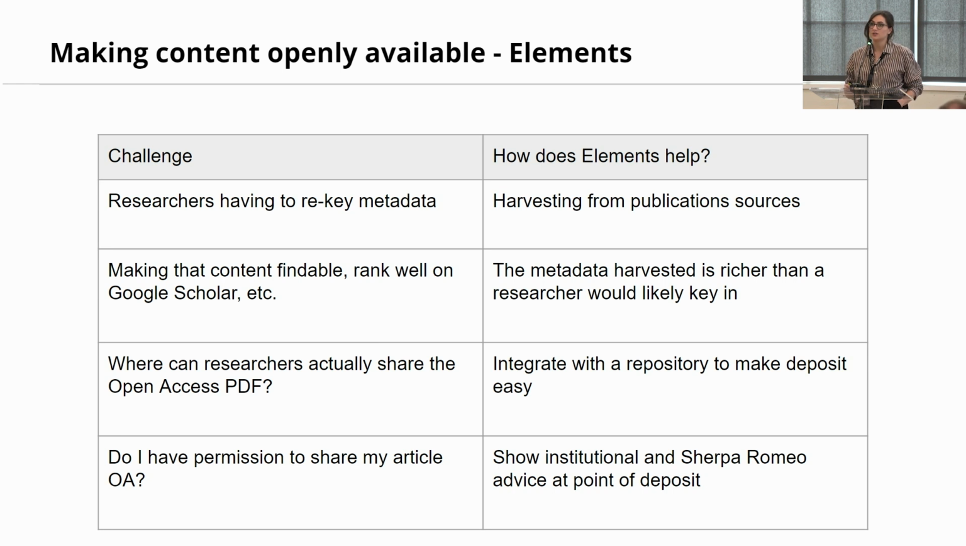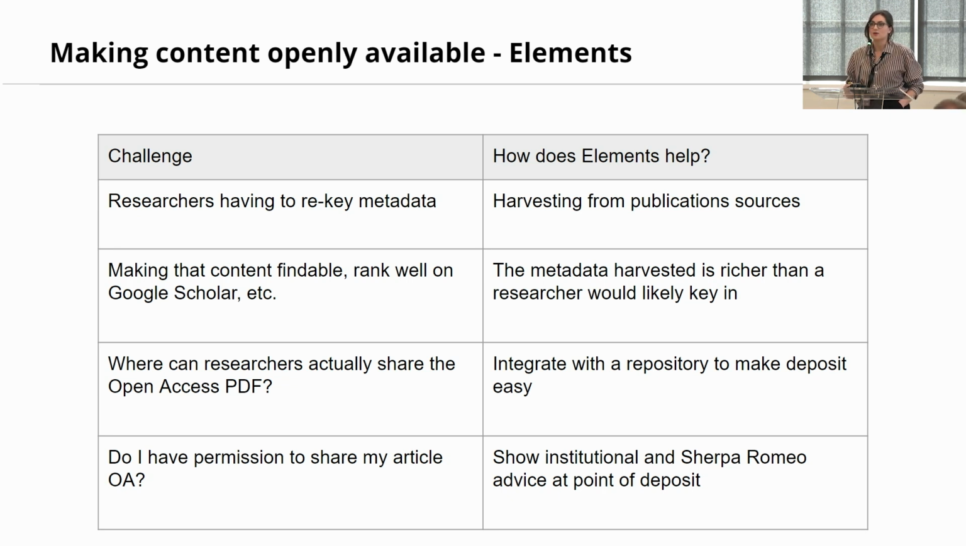So how does Elements help? If we go line by line, obviously we have harvesting. So they don't have to rekey metadata. We will try our best to find publications for them from the data sources that are available. And then ideally, once they've verified that a few times, we'll also just automatically show them articles that are theirs. Making content findable, the metadata that we do pull down, because we pull directly from publishers, it's richer. It's often better quality than if they had to key it in themselves.